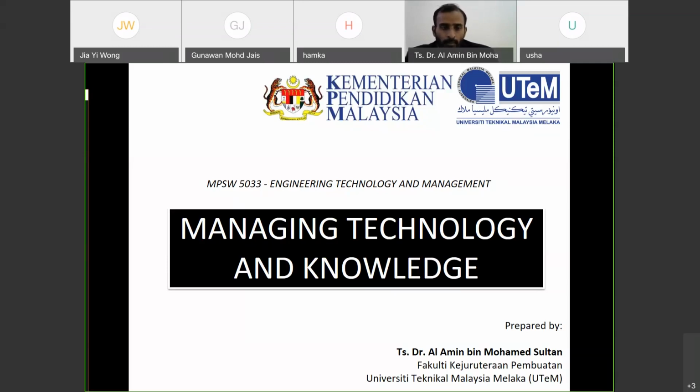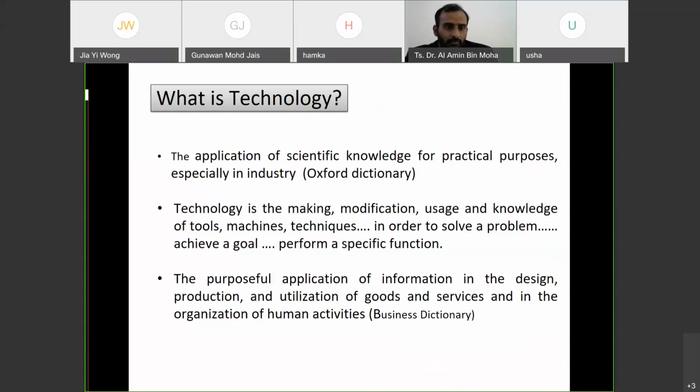Okay. So what is technology? Technology itself is the application of scientific knowledge for practical purposes, especially in industry. Okay. So this is one of the definitions from the Oxford Dictionary. Technology is the making, modification, usage, and knowledge of tools, machines, techniques, and things like that, in order to solve a problem, to achieve a goal, and to perform a specific function. So we want to make human life easier, so we use the technology.